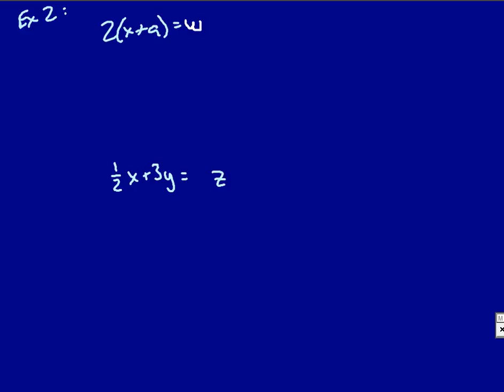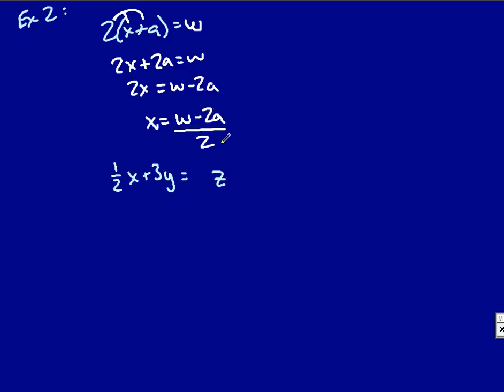Now these ones require a little bit extra step, not too much. With this, to get x by itself, I've got a couple options actually. One thing I could do is distribute the 2 into x and a, and then we're just like we had in the last problem. Subtract 2a over, so w minus 2a, and then I would divide everything by 2, w minus 2a over 2.